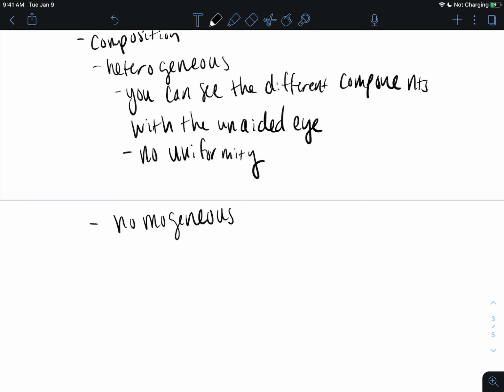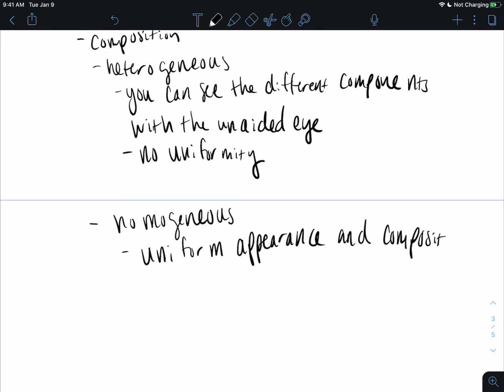And here, there is no uniformity. With our homogeneous mixture, we have a uniform appearance and composition. So the components of the mixture will be evenly distributed throughout the entire mixture. Here, it's going to look as though there's only one component, so you can't see the different components of the mixture.